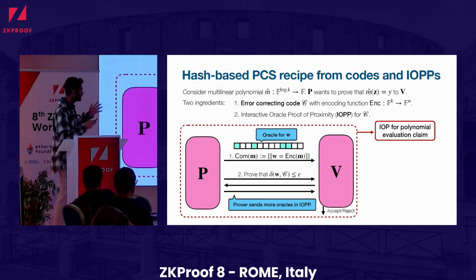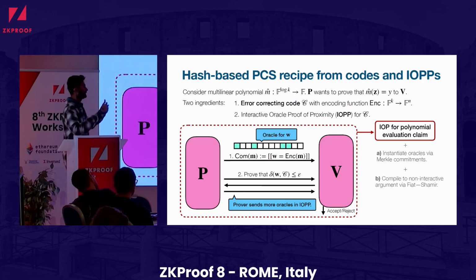Now, this whole scheme gives you an IOP for a polynomial evaluation claim. And once you instantiate the oracles via Merkle commitments, and then you apply Fiat-Shamir, you finally get a hash-based PCS. All good.